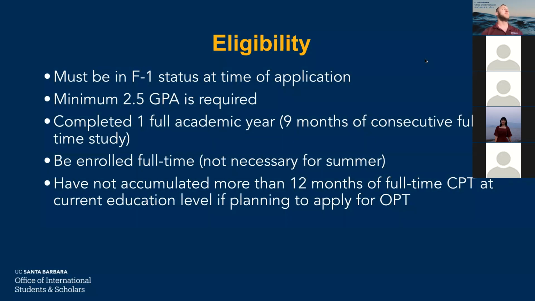So, eligibility: you must be in active F1 status at the time of your application. So obviously, fully registered in 12 units if you're an undergraduate. You do need to have a minimum GPA of 2.5 in order to be approved for CPT. And you need to have completed one full academic year, which is basically 9 months of consecutive full-time study. So that needs to be fall, winter, spring. If you don't participate in the summer, that's okay, since it's a non-mandatory quarter.